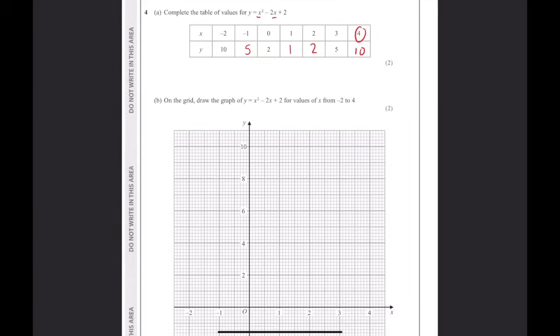So (4, 10) is going to be up there. And here is what it looks like after we've plotted all the points. And we want to draw the graph, so we just want a nice curve going through as many of those points as you can, as accurately as possible.